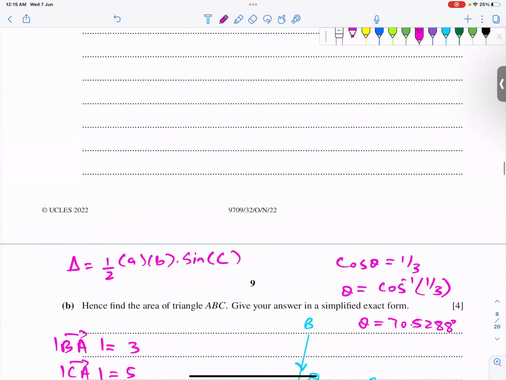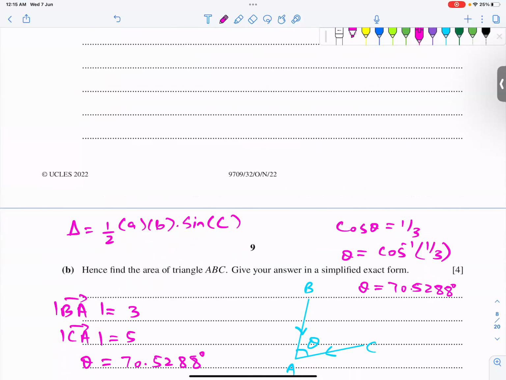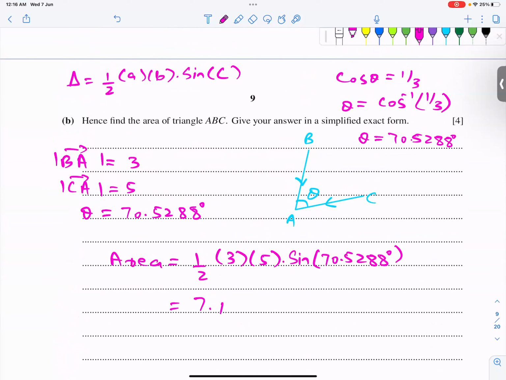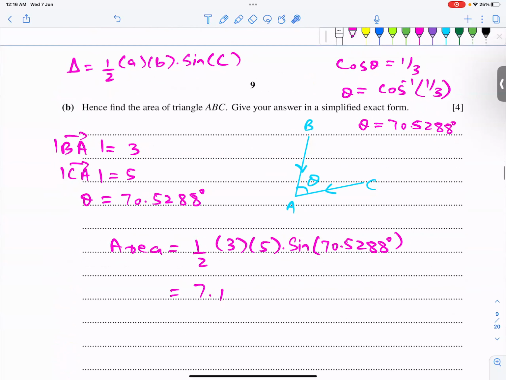Next is, hence find the area of the triangle, give your answer in the simplified exact form. Okay. The question was, give the answer in exact form, and we have converted to the decimal. So it will be considered as wrong. So let us convert this answer to the exact form. This is also simple.